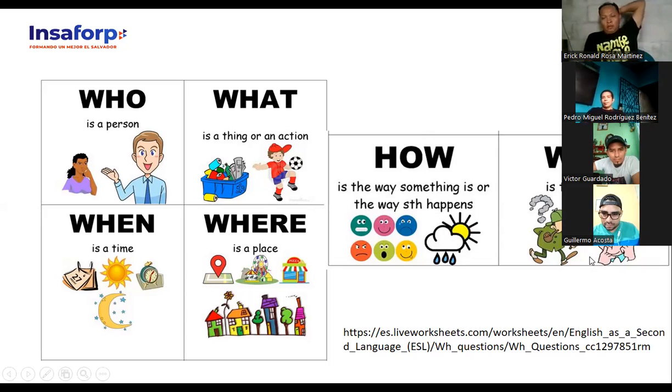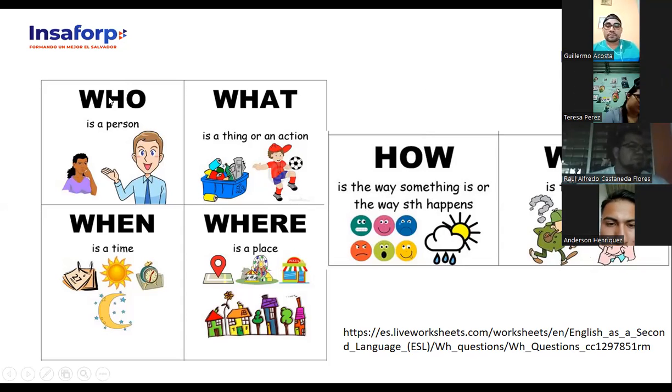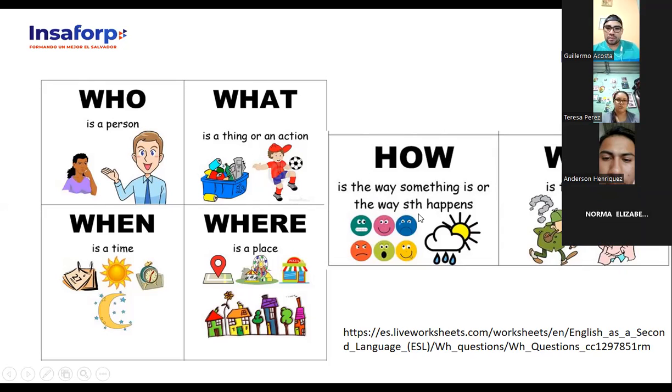Why is the reason. ¿Por qué? Why are you so happy? Why are you sad? Why are you angry? Okay, ¿por qué? Vaya, a ver, ¿quién me las dice en inglés? Cada una de ellas, las pronuncia. A ver, Raúl. Who? What? When? Where? How?